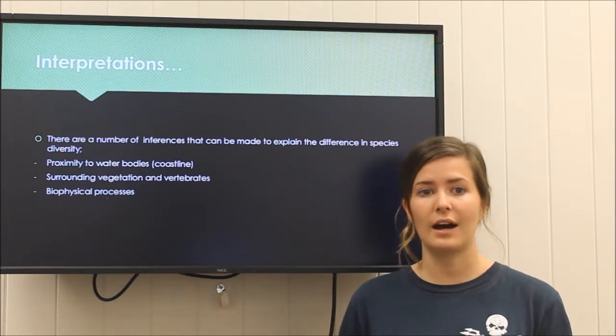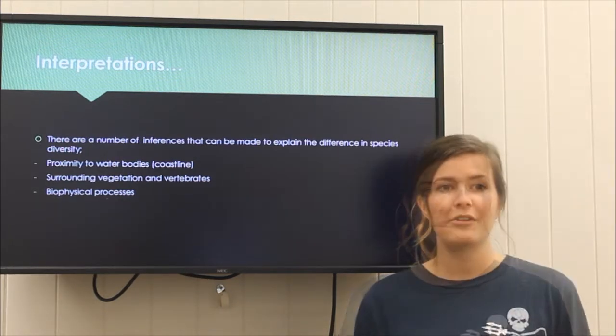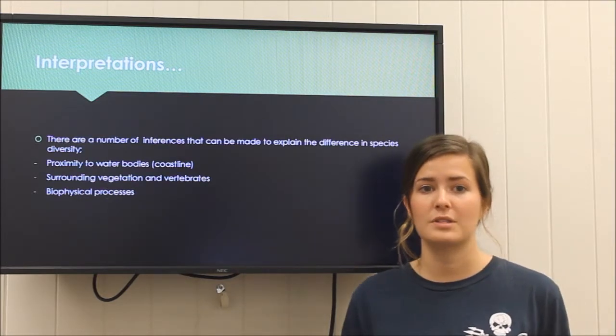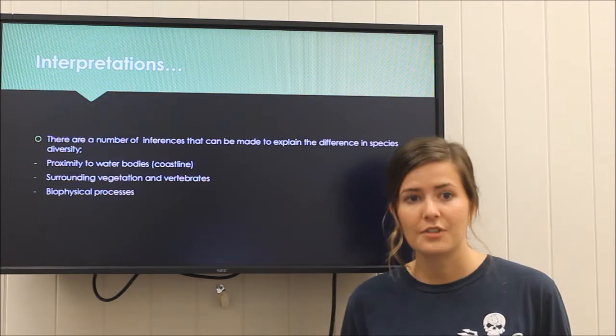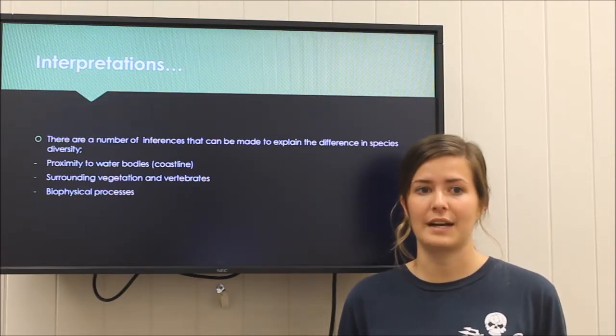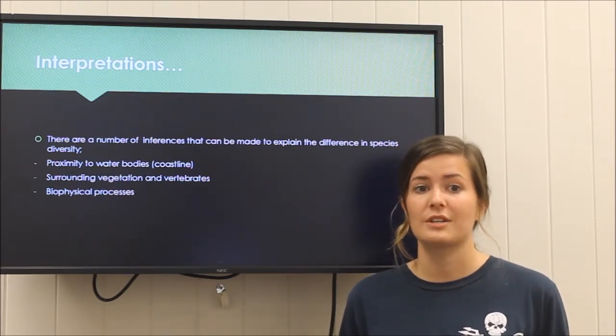This could mean that there is a high diversity of other terrestrial vertebrates or vegetation species in these areas. It remains difficult to determine specific causes of differing diversity in plots of a similar geographical region without further study of climatic and biophysical factors, as well as varying vegetation and vertebrate species.